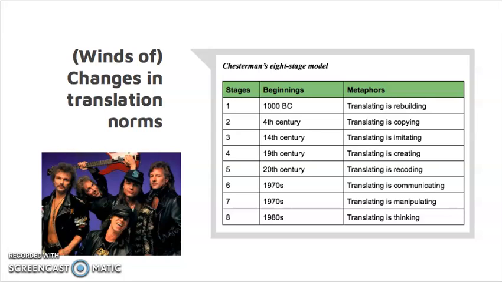Here we see his 8-stage model. You see these stages 1 to 8, when they began, and also a metaphor linking to this particular stage. For more information on this, turn to page 136 in Understanding Translation.